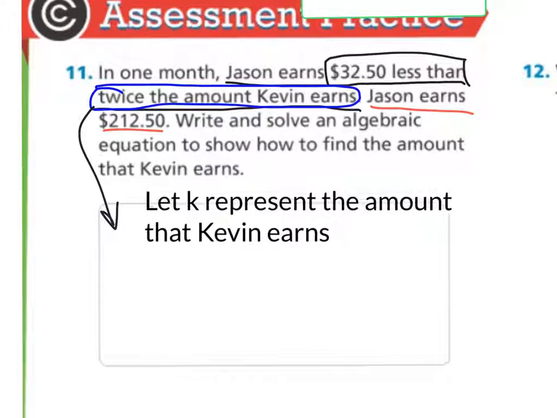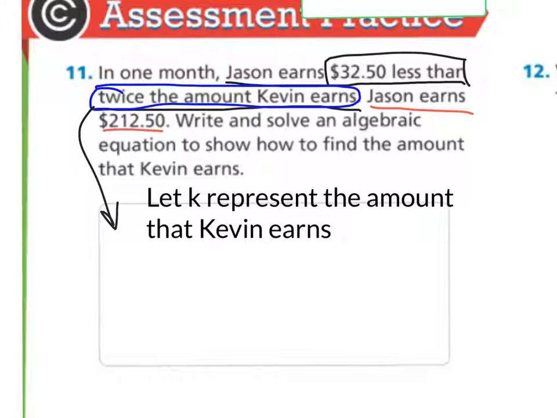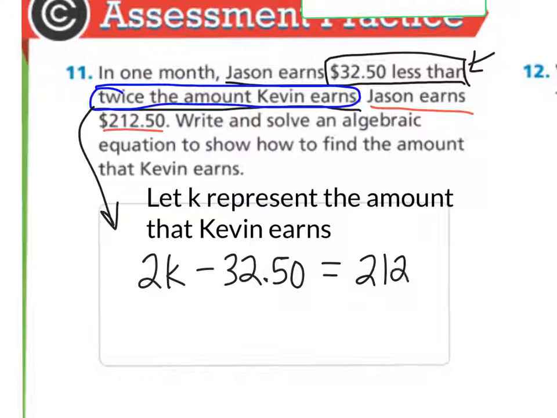Probably the first thing we should do here is defining our variable. So let K represent the amount Kevin earns. So twice the amount Kevin earns would be 2 times K. We want $32.50 less than that. So we're starting with the 2K. We're going to subtract $32.50 from that, and that's how much Jason earns. They also tell us Jason earns $212.50, so those two things are equal to each other.